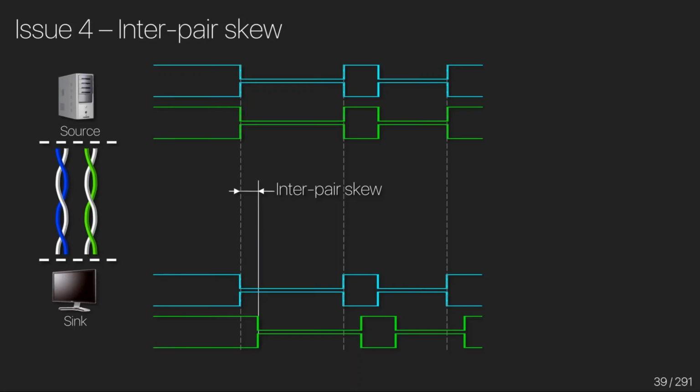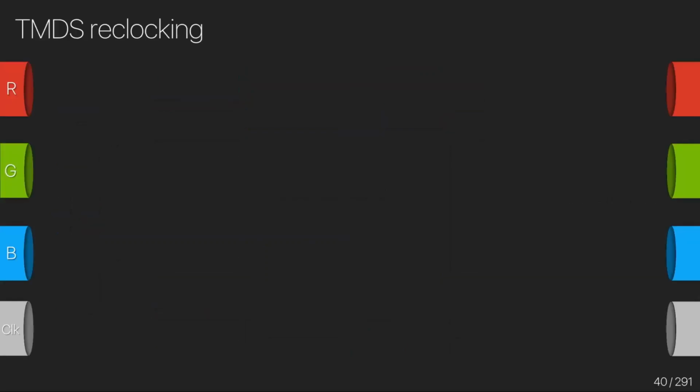So what can we do to eliminate interpair skew? Again, reclocking is the magic word here. But the problem is, if you have too much interpair skew, then TMDS reclocking is not enough, and you need to use pixel accurate reclocking. So let's look at this interpair skew example and look at the reclocking. So here we can show the difference between TMDS reclocking and pixel accurate reclocking. So let's start with TMDS.